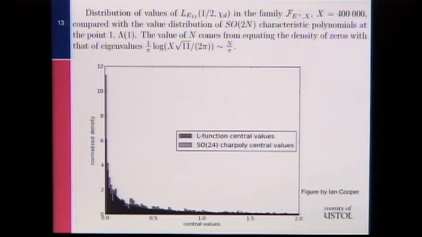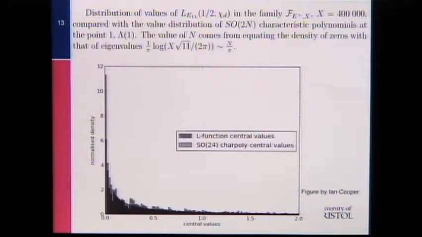plot. And it's being compared with the distribution of values of characteristic polynomials at the point 1. So that's the equivalent symmetry point. And we're looking at SO(24), and you know what size of n to take by essentially equating the density of zeros near the point a half of your L-function with the density of eigenvalues. So that gives you a kind of equivalence between n and x. So for this value of x, it turns out that the value of 2n to use is 24.